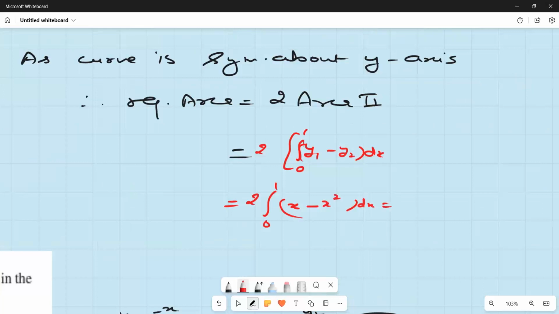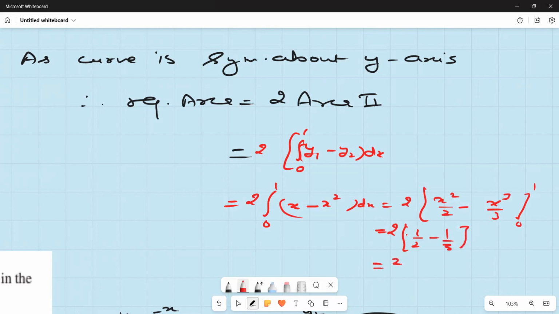dx, which is equal to twice x square by 2 minus x cube by 3, limit is 0 to 1. So this is twice of 1 by 2 minus 1 by 3. So this is 2 into 3 minus 2 by 6. So this is 1 by 3 square units. Right? Question number 9 is done.